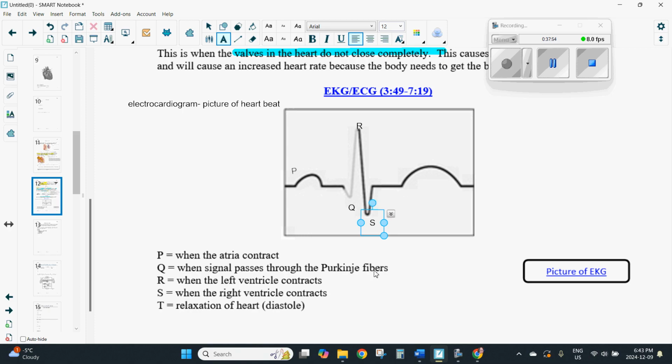He summarized this whole thing, the QRS complex, as the ventricles contracting, which makes sense if you look at my summary down at the bottom here. Q is when the signal passes through the Purkinje fibers, which is on the ventricle walls. R is when the left ventricle contracts, so that's up here. And then S is when the right ventricle contracts. So this is the S. Now, R is going to be higher because the left ventricle shows a higher contraction, because again, it has more muscle. So it's going to be a stronger beat in comparison to the right ventricle.